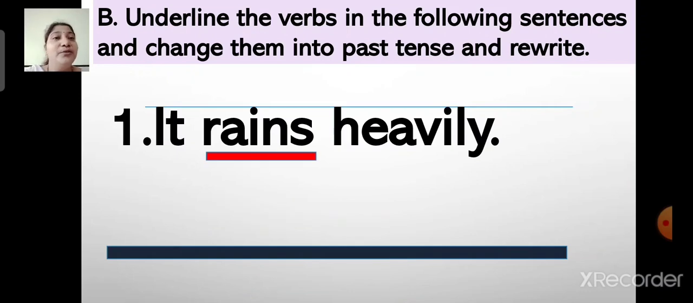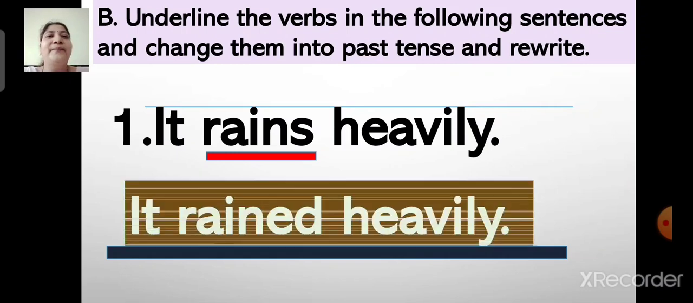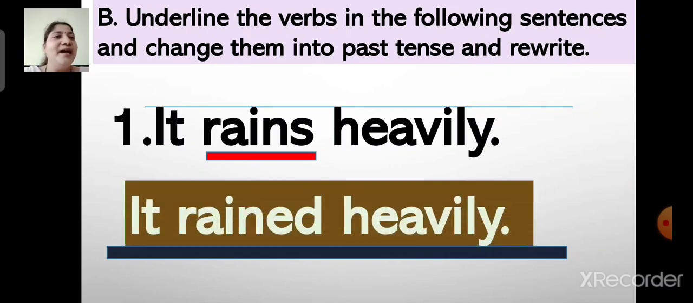Now children, you have to change that verb into past tense. So what is the past tense of rains? Yes, you are correct. The past tense of rains is rained. So children, let us rewrite. It rained heavily. I repeat, it rained heavily.